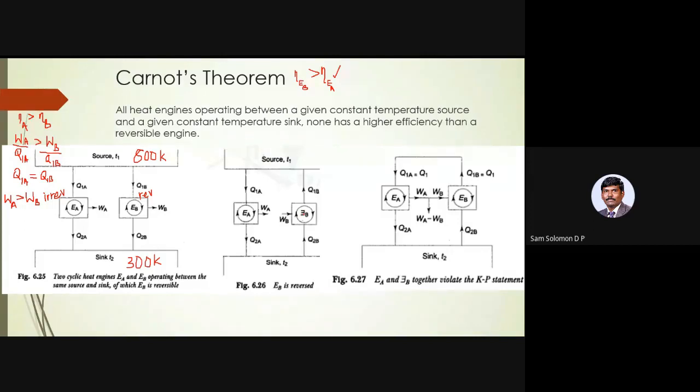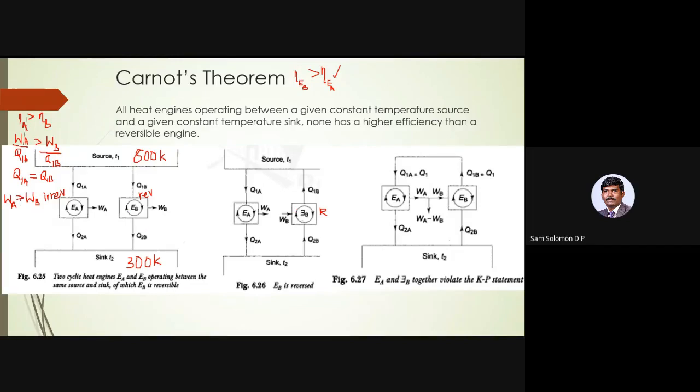So they have inverted this EB like this. The mirror image of EB they have written like this. So this EB is nothing but your refrigerator. It removes Q2B amount of heat from the sink and rejects Q1 amount of heat to the source by taking WB amount of work input. Now I have reversed this engine EB into a refrigerator.